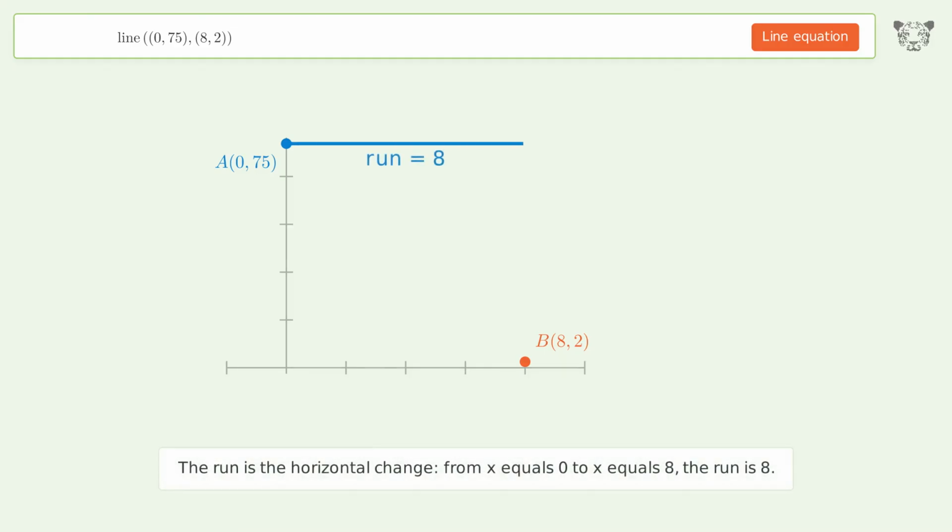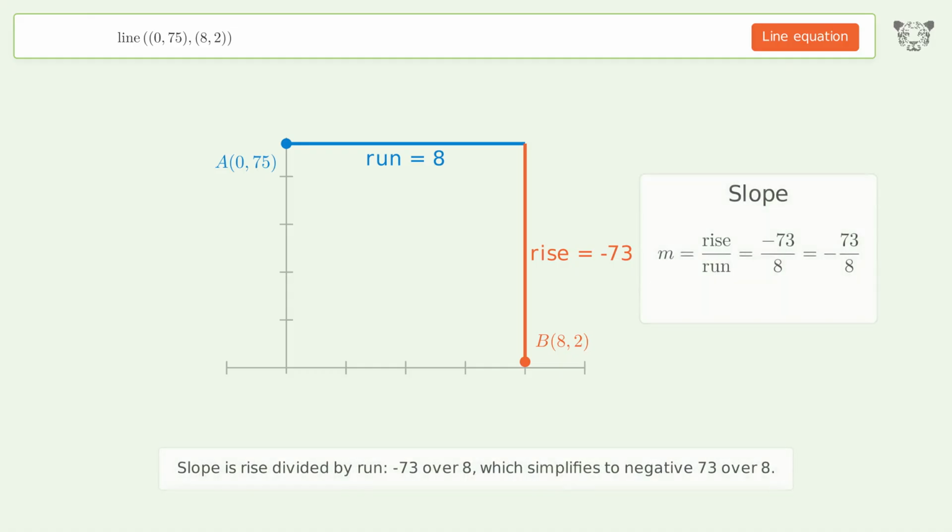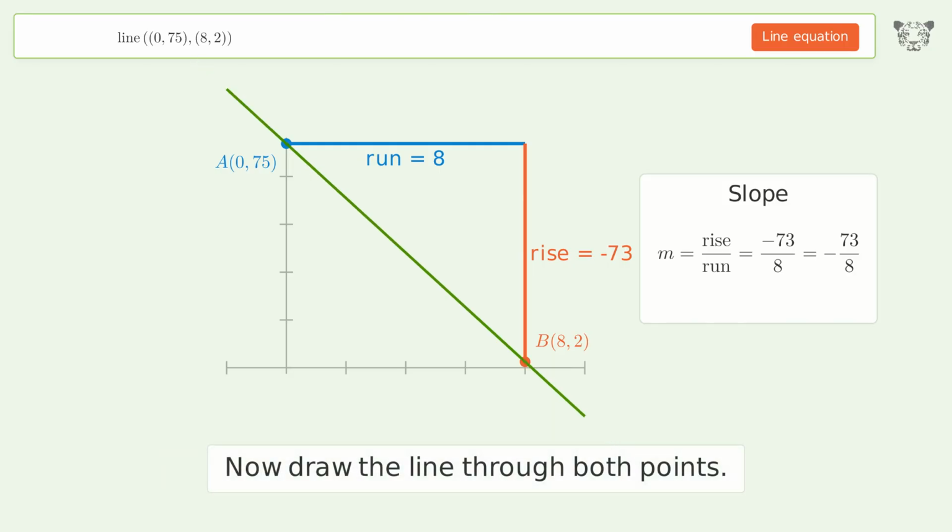The run is the horizontal change, from x equals 0 to x equals 8, the run is 8. The rise is the vertical change, from y equals 75 to y equals 2, the rise is negative 73. Slope is rise divided by run, negative 73 over 8. Now draw the line through both points.